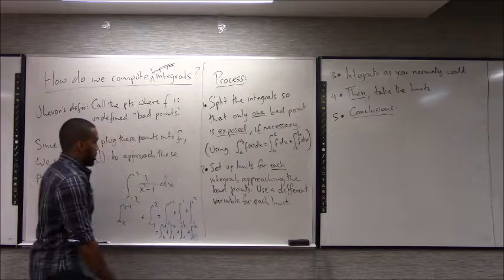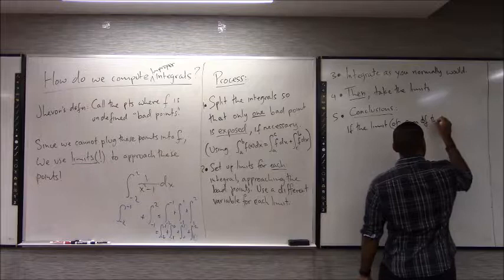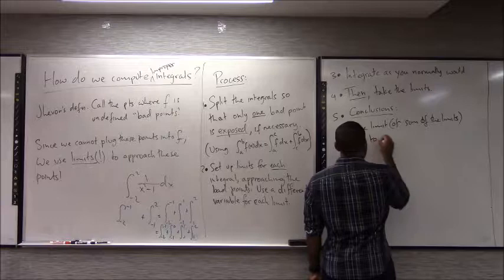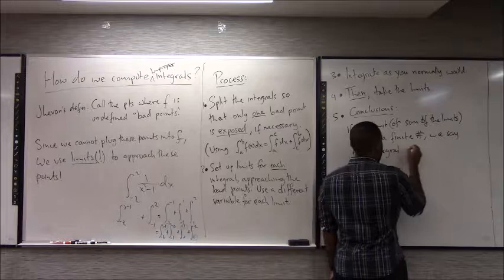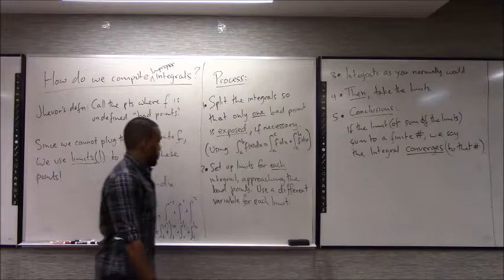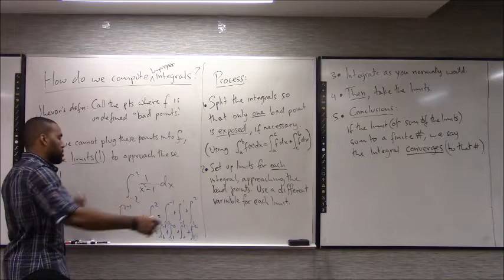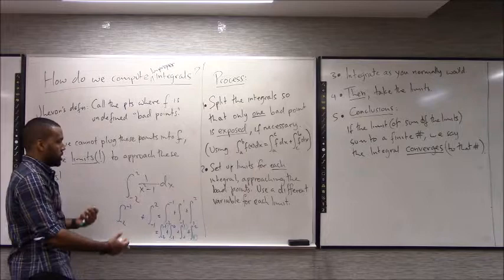So here are the conclusions. If the limit, or of course the sum of the limits, sums to a finite number, we say the integral converges to that number. So there's the notion of an improper integral converging. Once we go through this process, if we set up the limits, we take limits, we get an answer 2. We can say, oh, this integral converges to 2. Meaning, in theory, if I were to do an infinite Riemann sum to measure what this function is doing on an infinite interval, I'll actually get a finite answer.